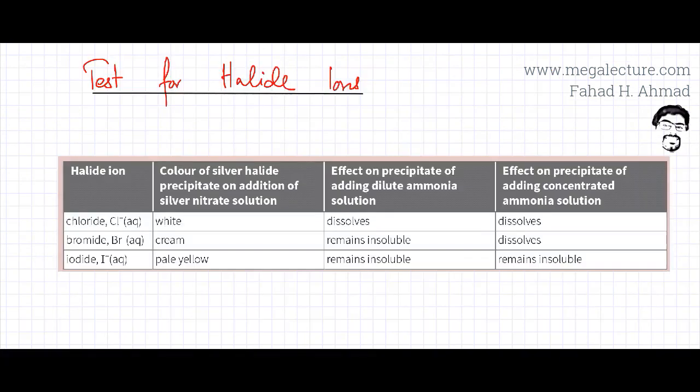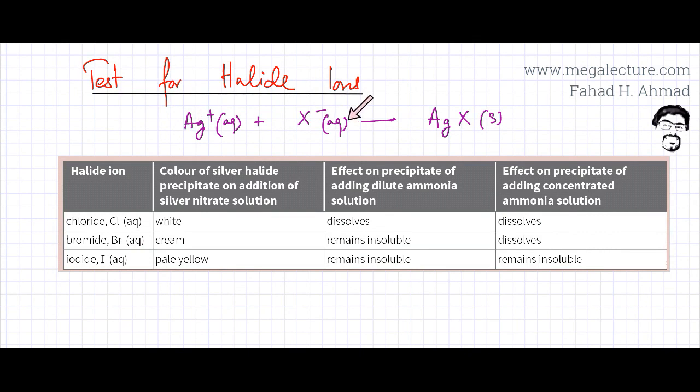Finally, we're going to discuss the test for halide ions. Remember, all halides have a very typical test, and the test is with silver nitrate. So what happens in the test is that the silver ions in aqueous state, the silver ions generally come from silver nitrate. They react with the halides if they are present in the solution. The halide and the silver ions get together to form a compound of either AgCl, AgBr or AgI, which is going to be a solid precipitate.